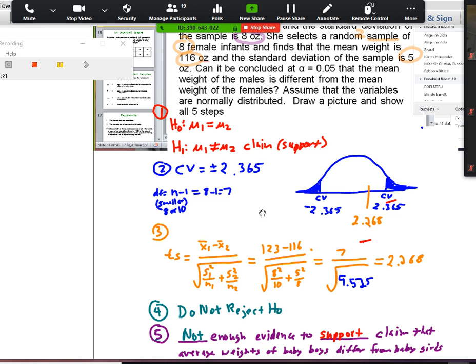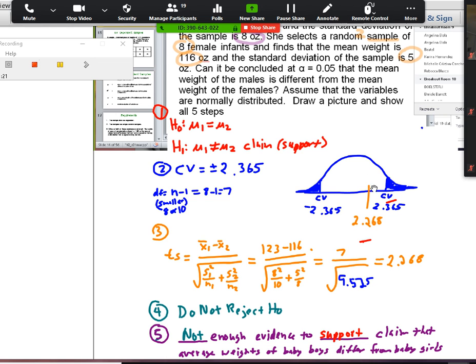And then step 3, test stat. So x bar 1 minus x bar 2, 123 minus 116, over the square root of 8 squared over 8 plus 8 squared over 10 plus 5 squared over 8. So on the top you'll get 7, and on the bottom you're going to get the square root of 9.525. So you find the square root of this, and then divide, and you'll get 2.268.